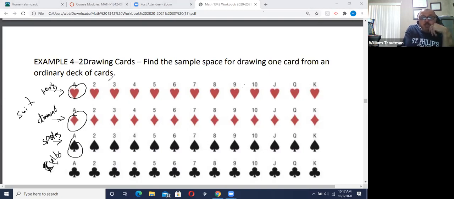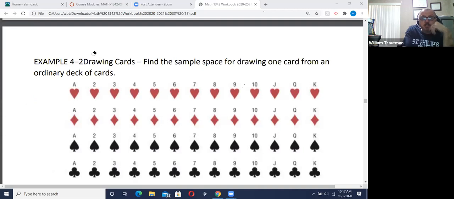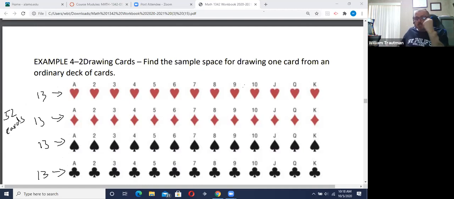How many cards are there in each suit? Does anybody know? How many hearts are there? 13. Yeah, there are 13 in each. 13, 13. Anybody know how many cards there are altogether? 13 times 4 is 52 cards. So there are 52 cards altogether. If you count them all, there are 52 cards.